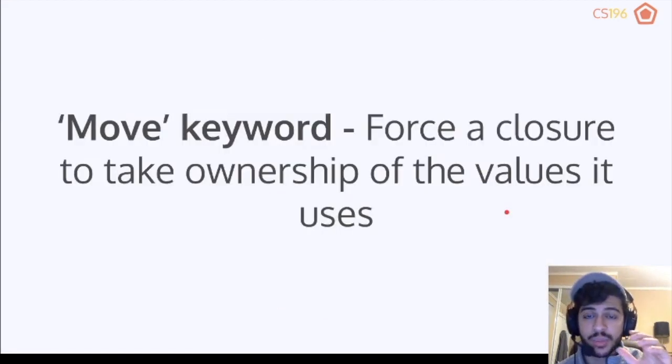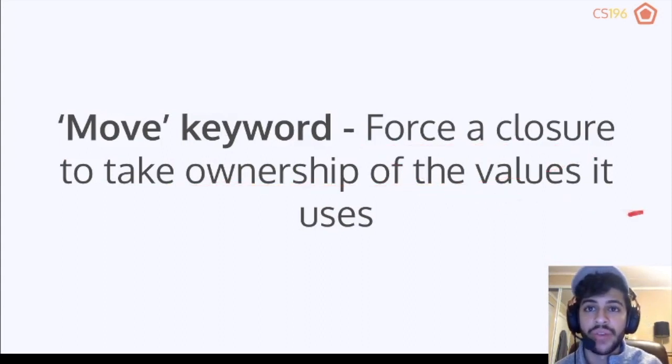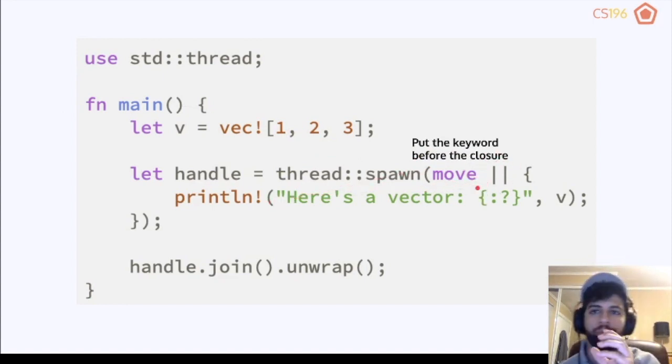So what Rust does specifically to mitigate this is by forcing the closure to take the ownership of the values it uses by using this move keyword. So what we do is we put this move keyword before the closure. Here's the closure here. We put move before it, and what move will do is it'll say, after we move V to the new thread, this will now be the owner of V. The thread will have ownership of V. So if we ever try to do anything with V after we send it off to the thread, Rust will say, you are not the owner of V anymore, V is invalid.